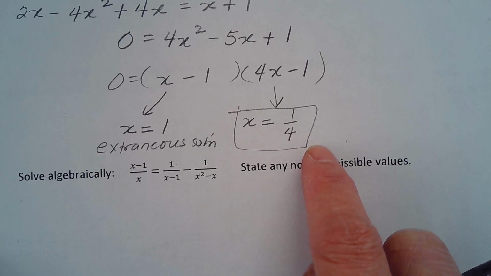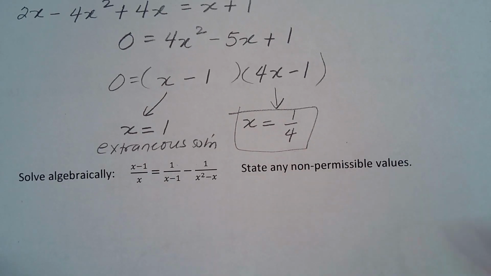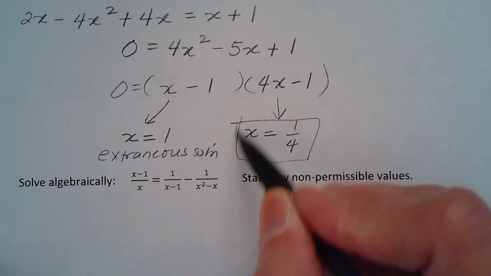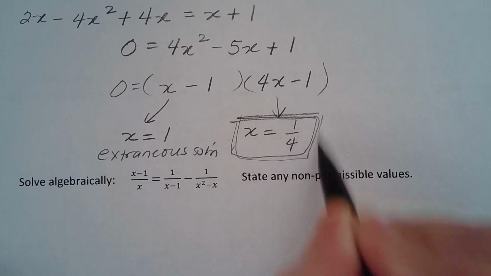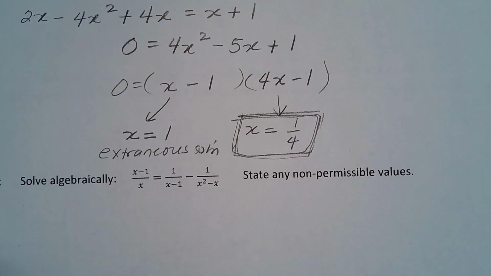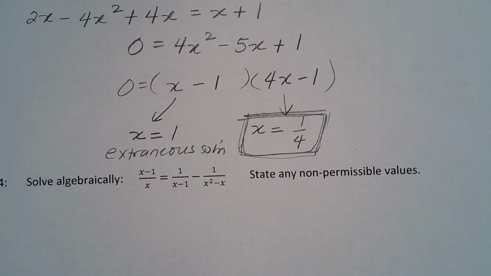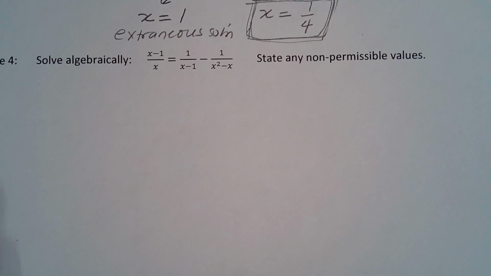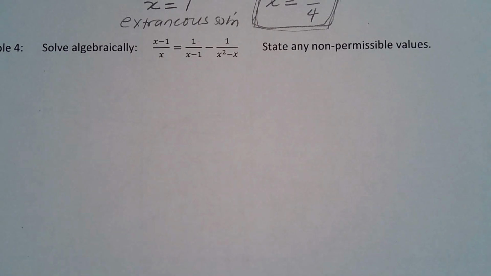Yeah? That's why it's kind of nice to figure out the non-permissible values right away, so that we can cross out the ones that don't work for us. Is that okay? So far so good? You still okay? Like I said, it looks like grade 11 stuff, because it is grade 11 stuff.